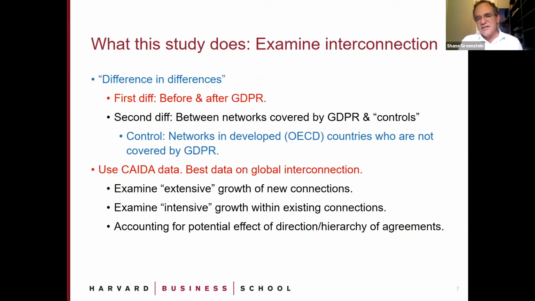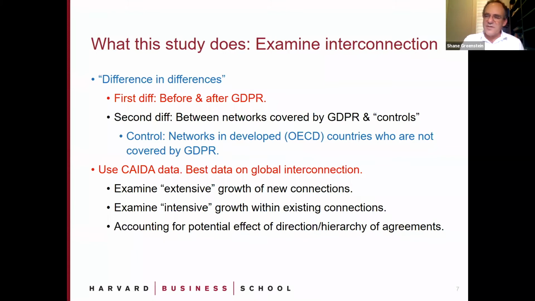And then what we're going to do is use the best data available on global interconnection. This comes from the CAIDA Institute at the University of California, San Diego, hence our two partners. I'm going to use economics language for a moment. This is not what the computer science community would say, but try to make this understandable.